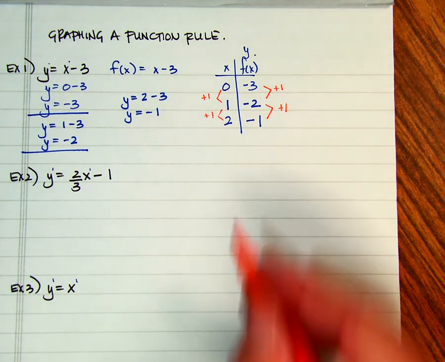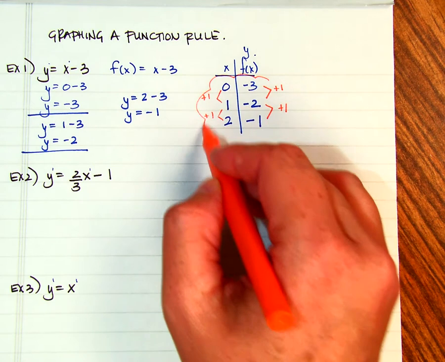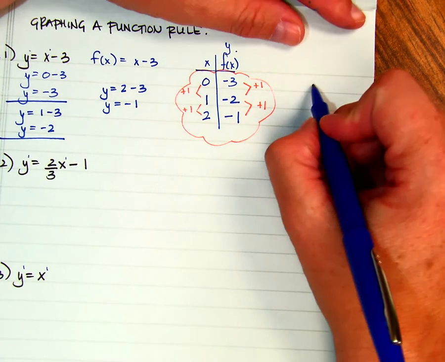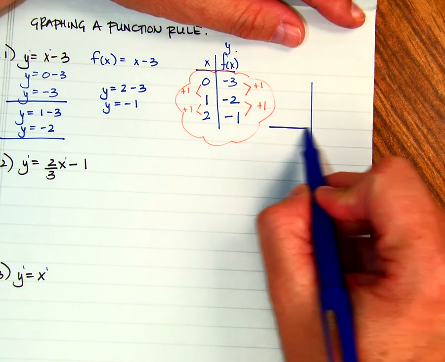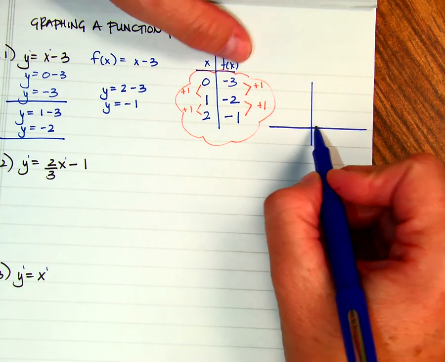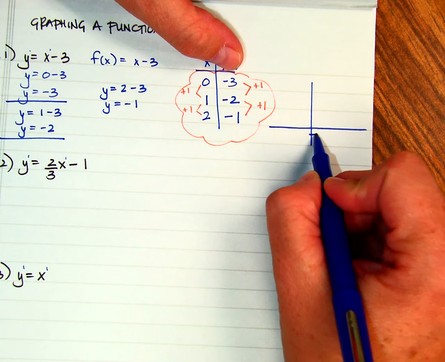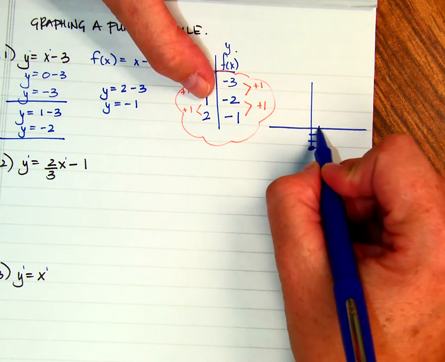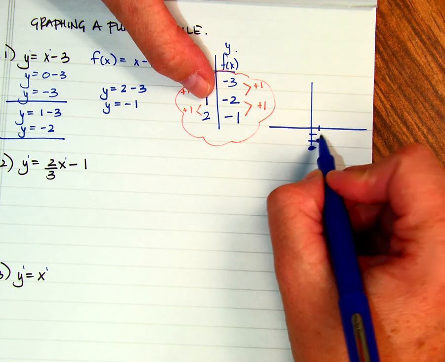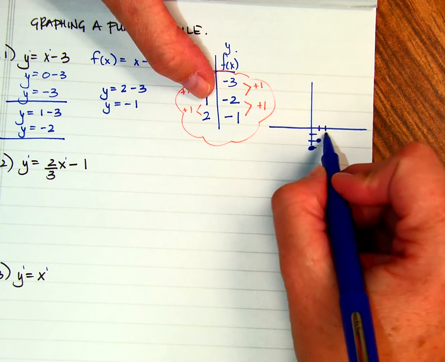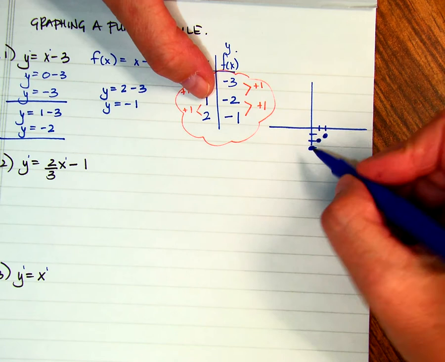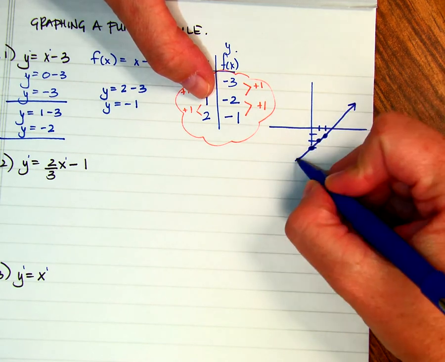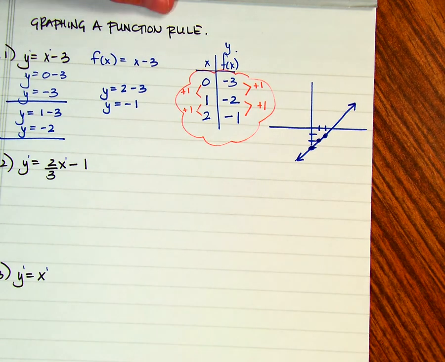Okay, so when we are graphing these, you are graphing these as ordered pairs. So 0 and negative 3, 0, down 3, 1 and negative 2, and 2 and negative 1. That is actually supposed to be a line. Okay, so this is what our function graph would look like.